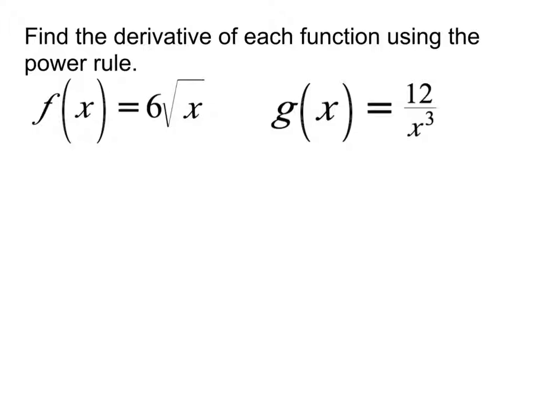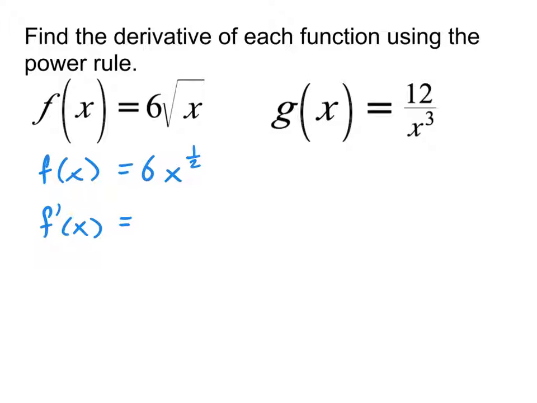change the form. So what I'm going to do there is I'm going to rewrite my f of x as 6x to the power of 1/2. Now that it's there, I can now apply power rule to it. So that means I can find the derivative. So I go to f prime of x.